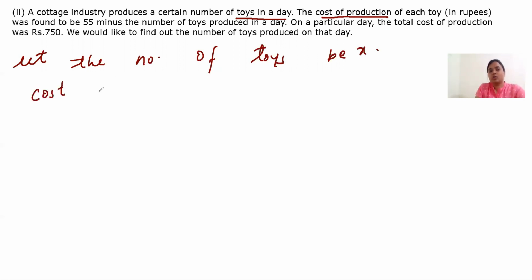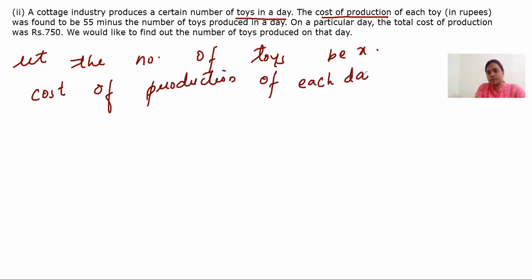Then the cost of production of each toy will be 55 minus the number of toys produced in a day. 55 minus number of toys, that is x. So the cost of production of each toy is rupees 55 minus x.